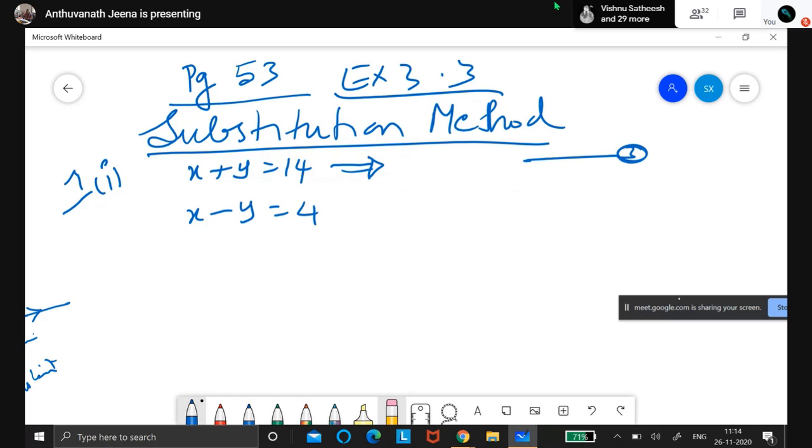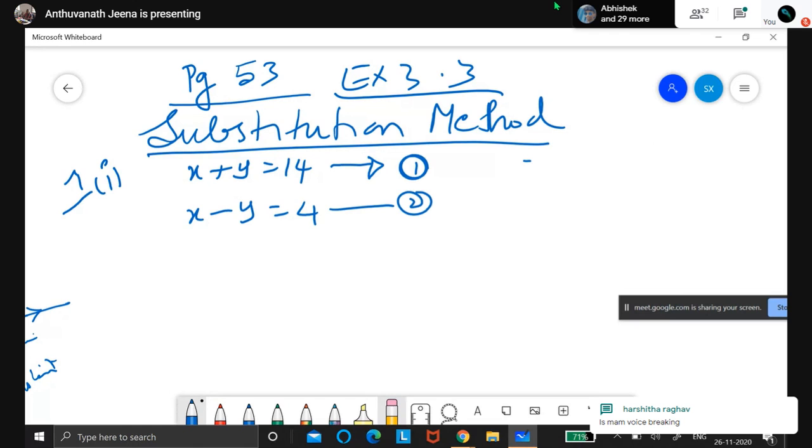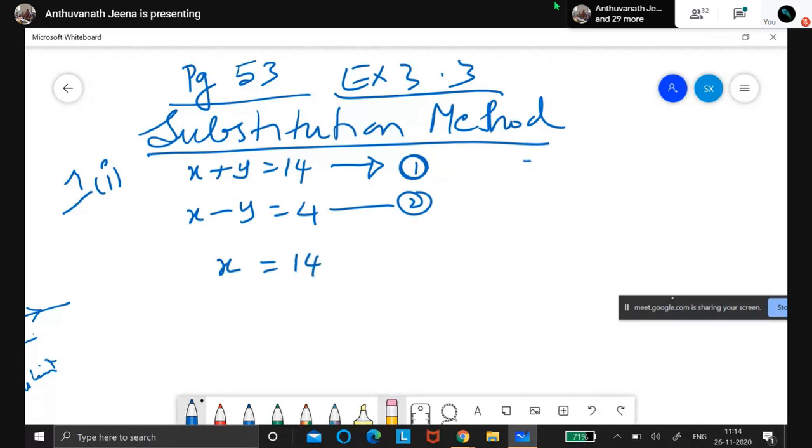Take this as the first equation and this as the second equation. Now what will you do? You rearrange the first equation in such a way that x is equal to 14 minus y. Make it a single variable. There are two variables, no? So we will write x is equal to 14 minus y.